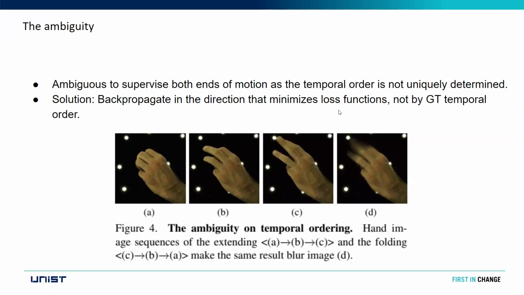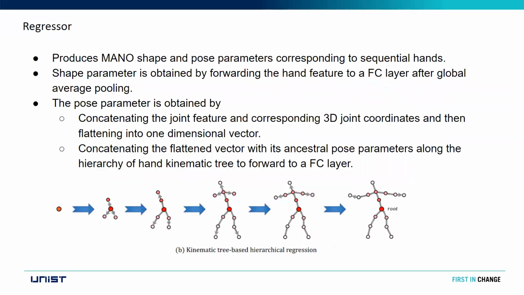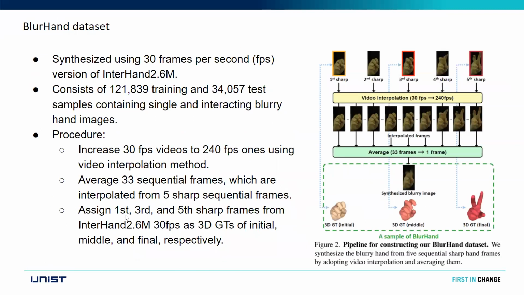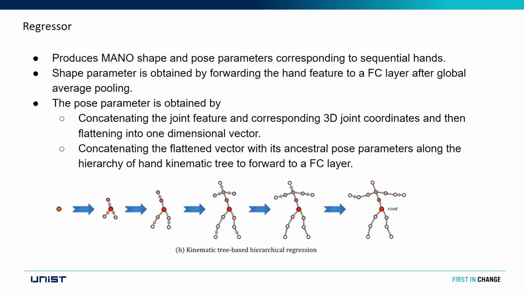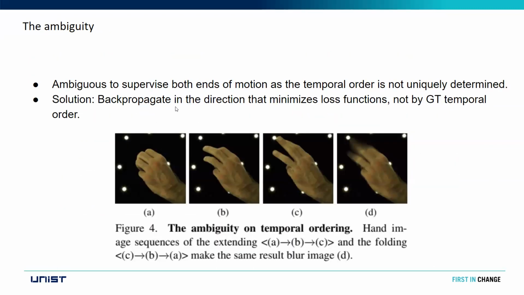So do they have ground truths? Do they synthesize ground truths or not? No, they take the ground truth from the original InterHand2.6M. They didn't synthesize ground truth. It's coming from the original. So they propagate in the directions that minimize the loss functions, not by ground truth temporal order.